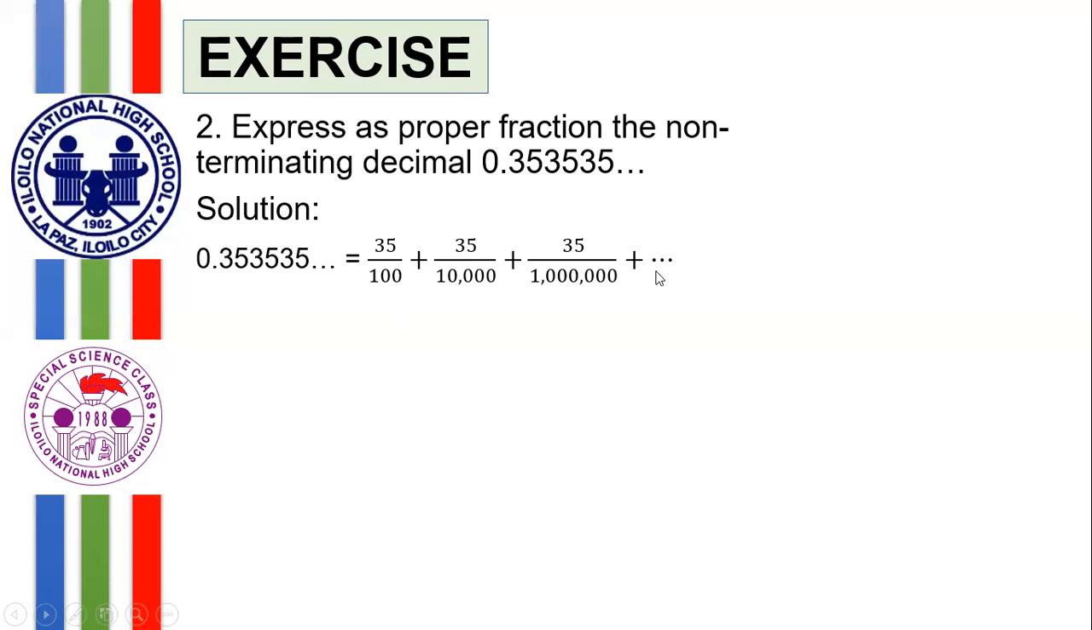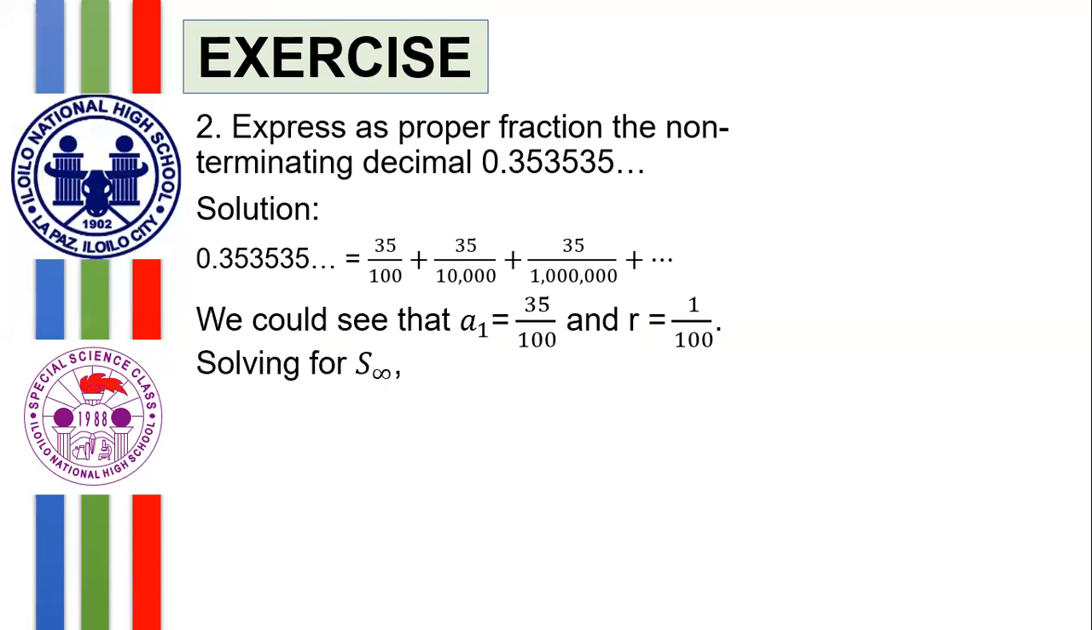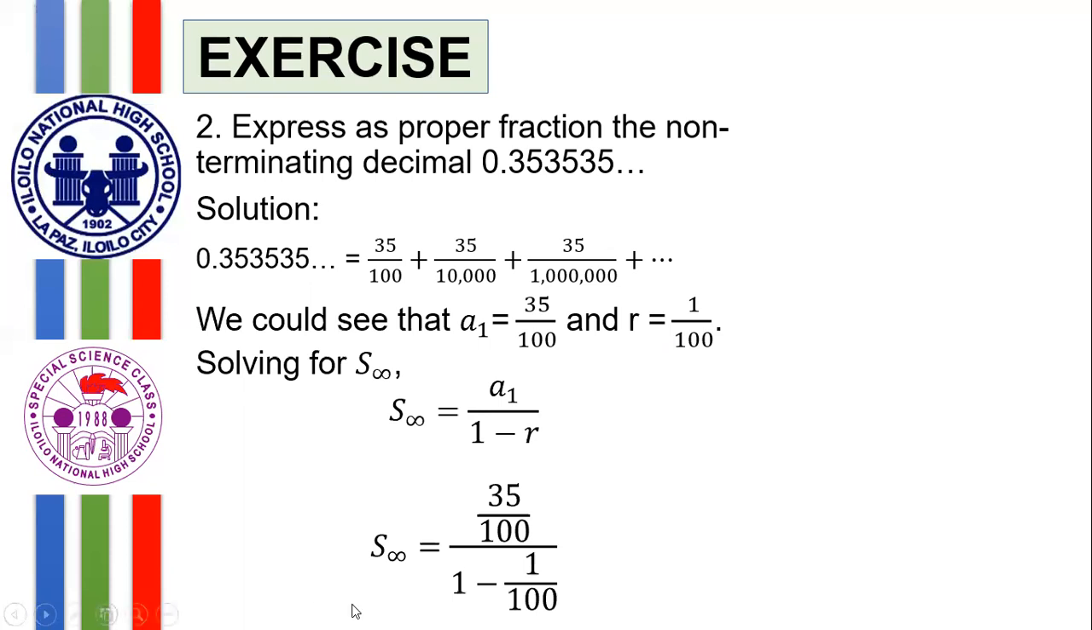You have an infinite converging geometric series with the first term of 35 over 100 and a common ratio of 1 over 100. You divide the second by the first or the third by the second and so on. You will get a common value of 1 over 100. So solving for S sub infinity, S sub infinity equals a sub 1 all over 1 minus r. By substitution, that's 35 over 100 all over 1 minus the common ratio of 1 over 100.